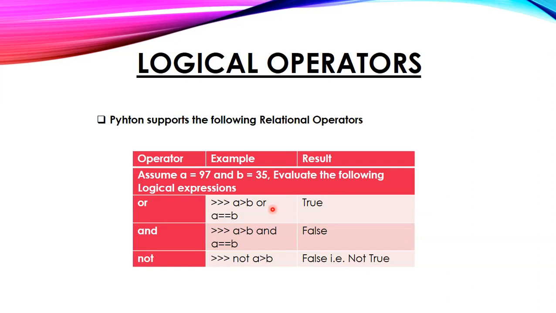For the OR operator, it has to satisfy either one of the conditions. If one of the conditions is true, then the answer will be true. In the AND operator, both the conditions should be true, then the answer will be true. If any one of the conditions is false, then the answer is false. The NOT operator checks the condition and the answer will be reversed. Okay.